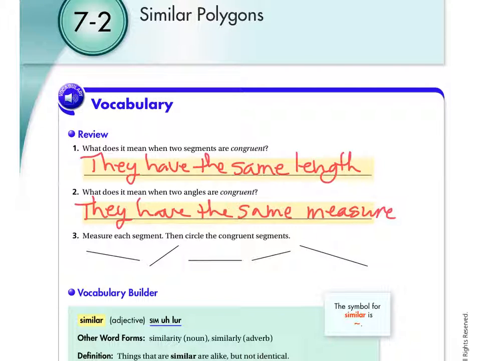So I want you to measure the following segments. Now, if you don't have a ruler, how could you measure the segments to see which ones are the same length? Couldn't you take a piece of paper and measure one of them and then apply that to the other ones? So I want you to figure out which ones are equal, because just because we don't have a ruler doesn't mean we can't figure out their length.